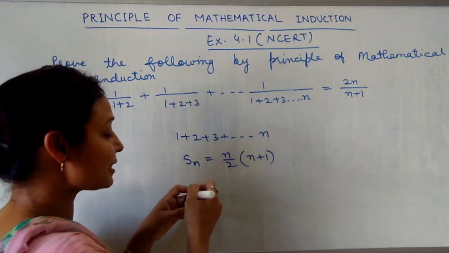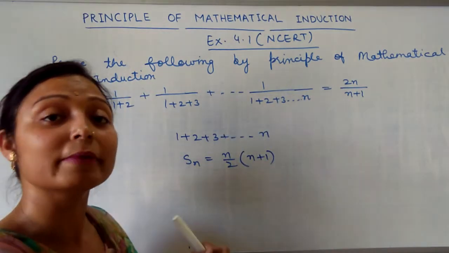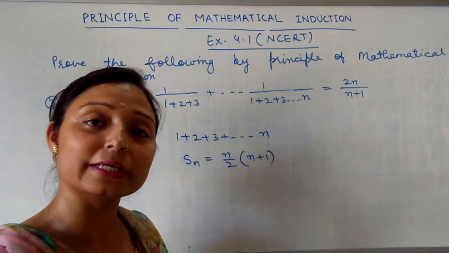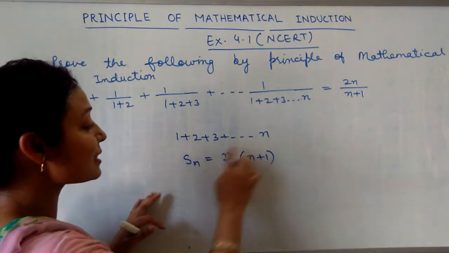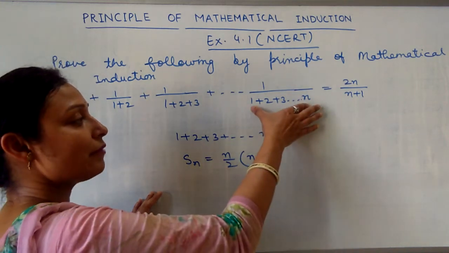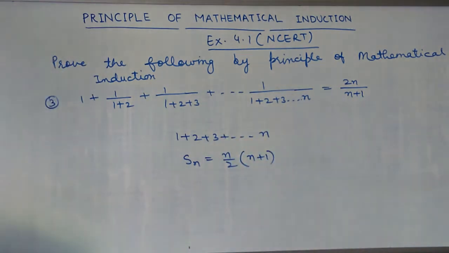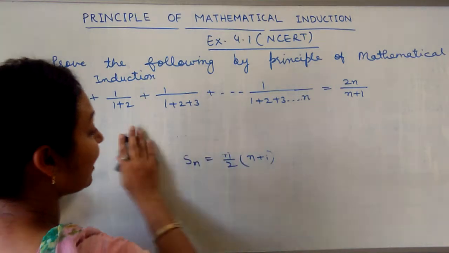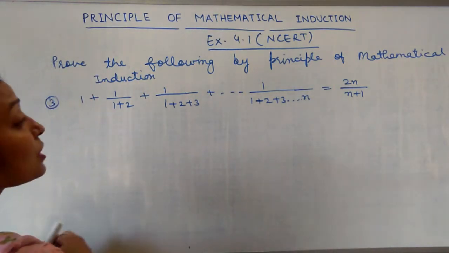Okay, I will use this which we get from AP, which you all have done in class 10th. So by using the sum of n terms, this is the value that equals this. I will put the value here. Okay, so I will substitute the value n by 2, n plus 1 in this place to simplify.